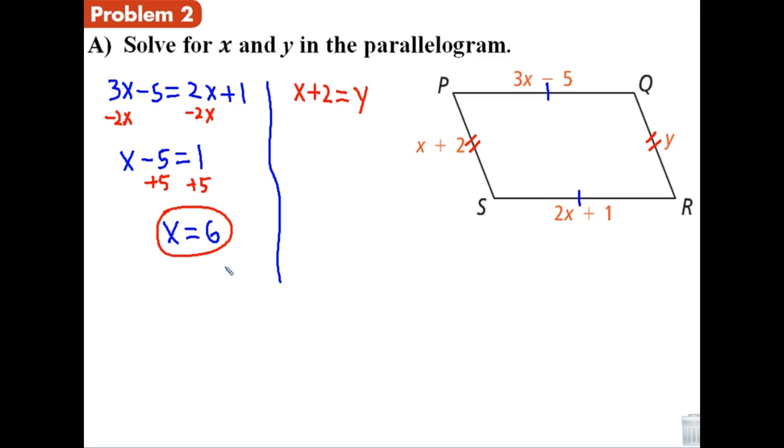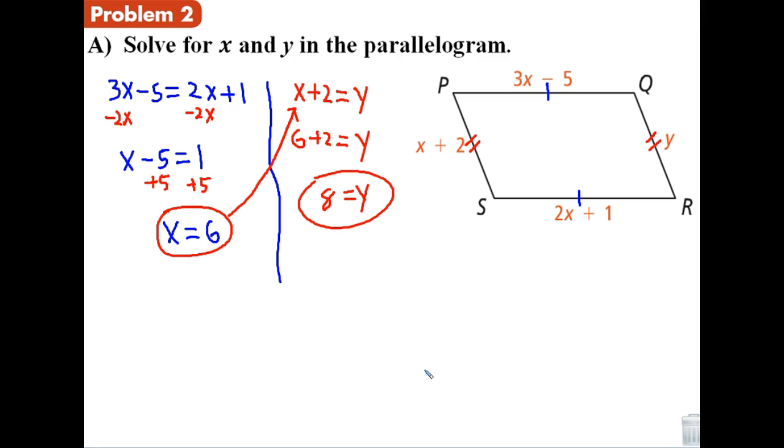So there's half our answer. What we'll do then is substitute that 6 in for the x here, which will leave us with 6 plus 2 is equal to y, or in other words, y is equal to 8. All right, so there's my x and y from this parallelogram.